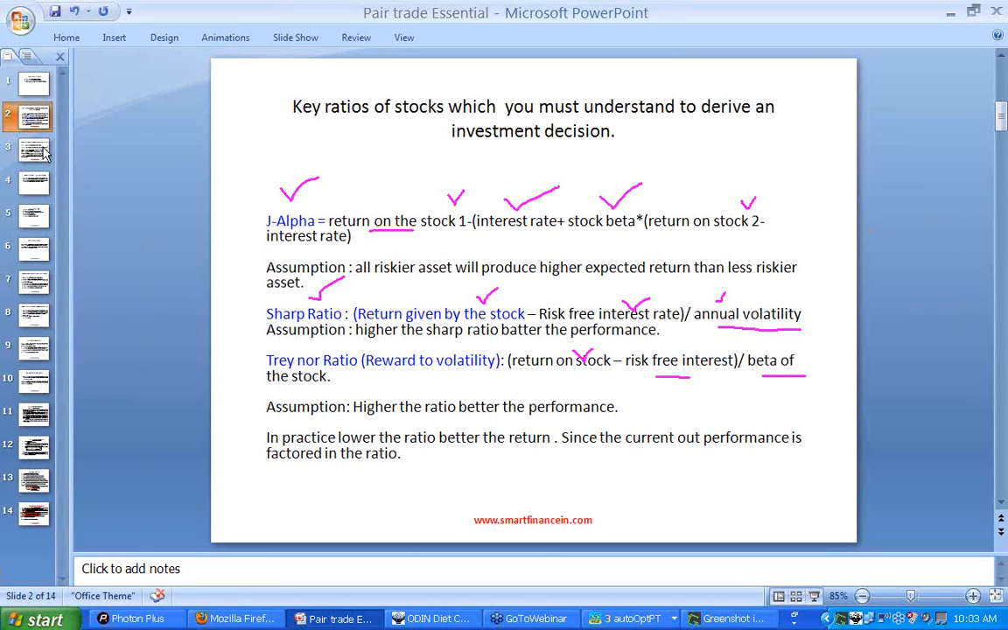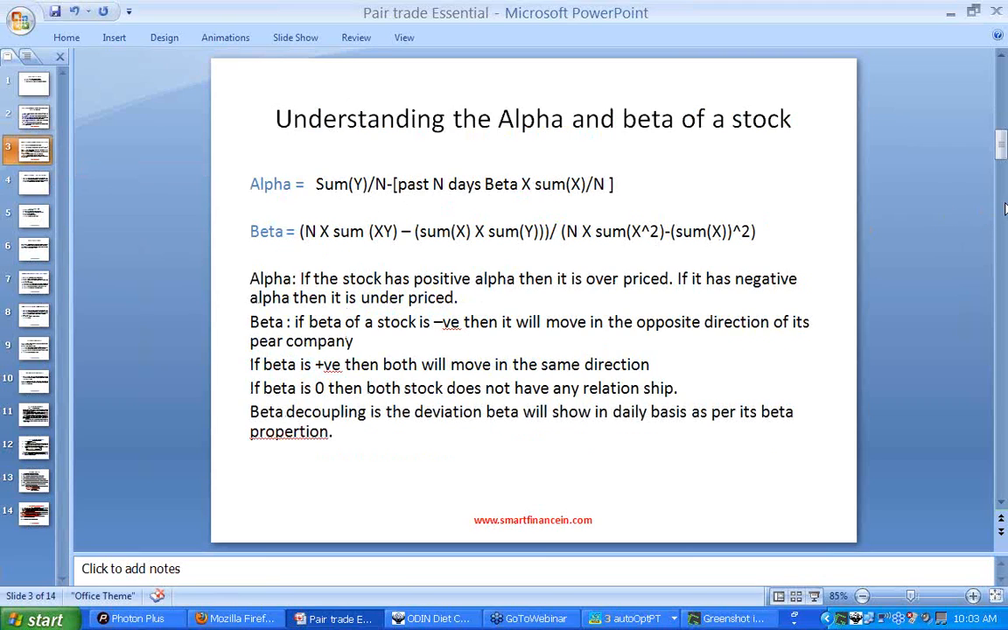Then we will go back to the alpha and beta. Beta says how sensitive one is with respect to the other. Suppose you are taking X and Y, two stocks, and beta is 1.2. That means each 1% change in X will bring 1.2% change in Y. That is based on their sensitivity. Sometimes X will go up by 1%, but Y will not obey that relation. Y will move only by 0.5.